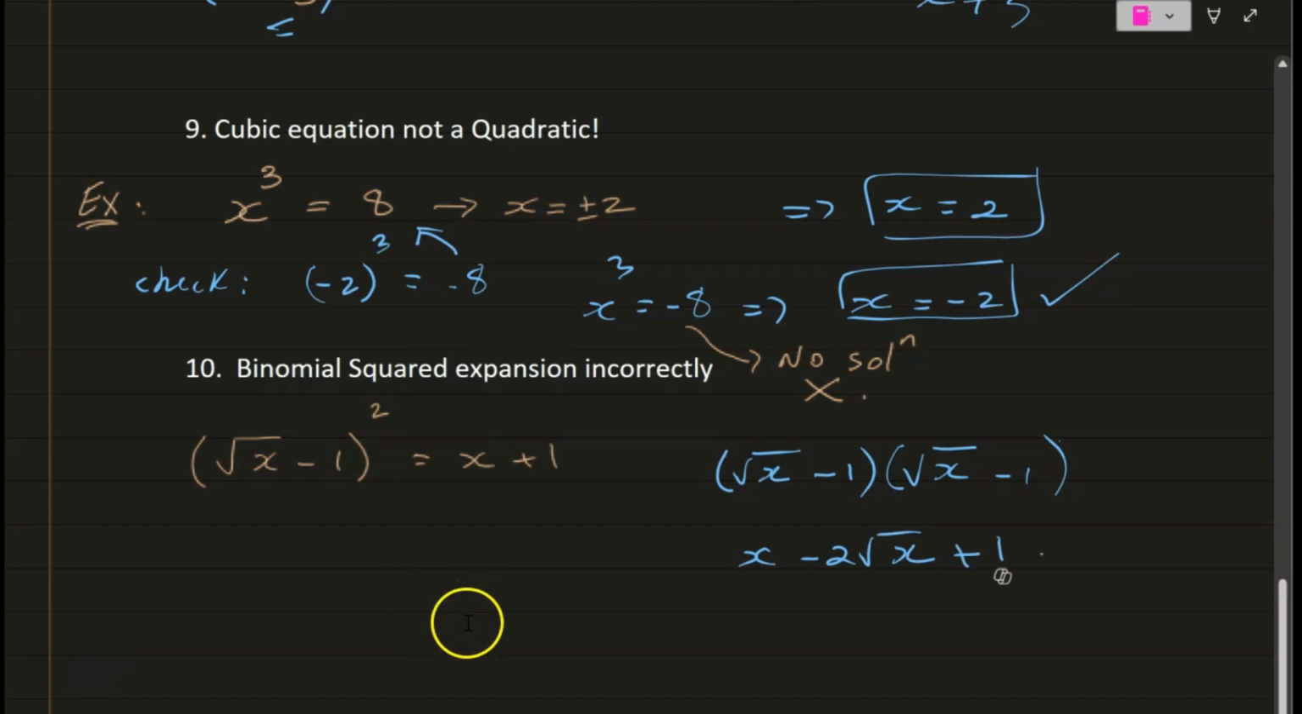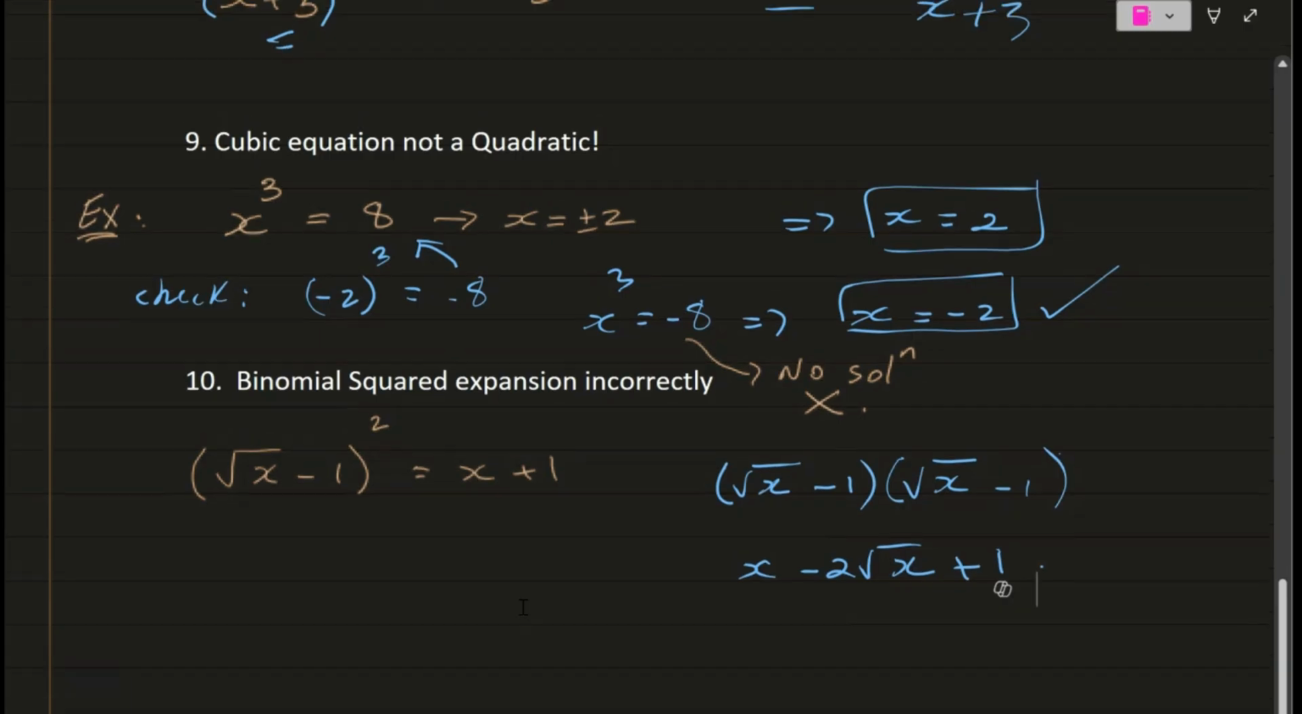All right, so there are 10 of them. Okay, 10 common mistakes when solving equations, and included a couple of binomials and radicals as well. So make sure you go through each one of them.